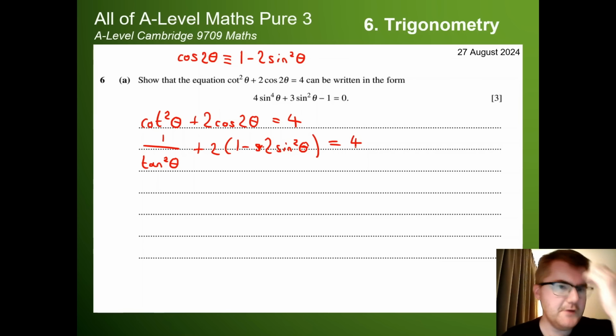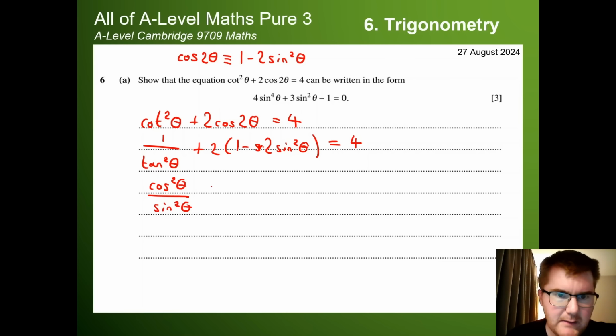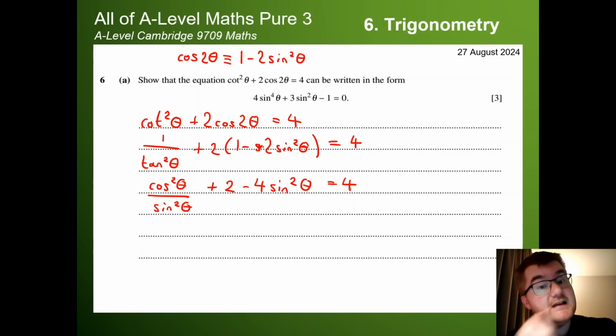Okay, so now we've got tan squared theta. I'm like, okay, that's not so helpful. But remember, tan is equal to sine over cos, and so cot is going to be cos over sine. So we can rewrite this as cos squared theta over sine squared theta. And we can multiply this out, so plus 2 minus 4 sine squared theta is equal to 4. So we're certainly making progress here.